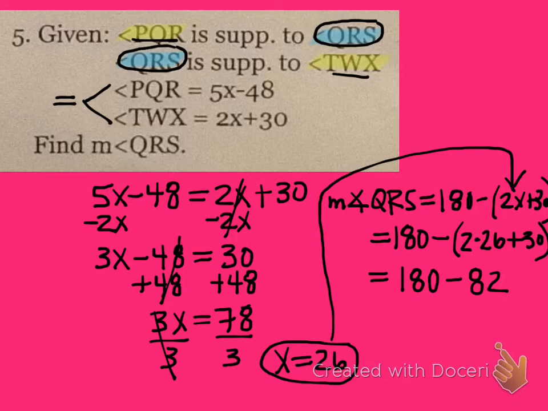Remember, 82 is just the measure of these 2 angles that I've highlighted up here with yellow, right? I could have, instead of 2x plus 30, used the 5x minus 48. I still would have gotten 82. But now I need to find the measure of QRS, which is its supplement. So that's why I'm subtracting it from 180, and I will get 98 degrees.